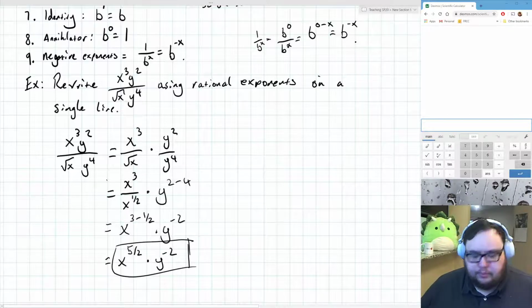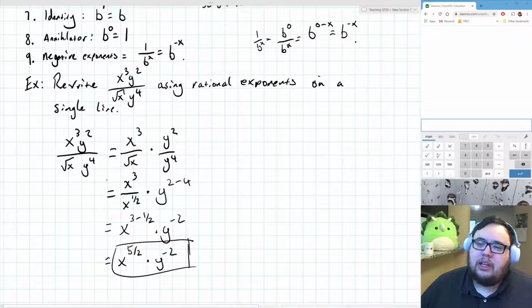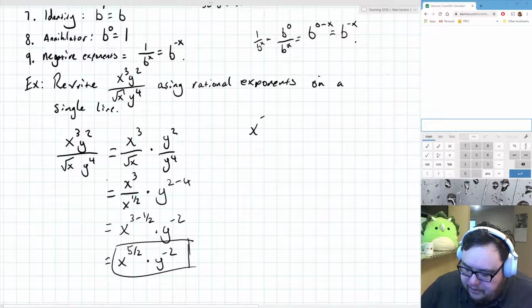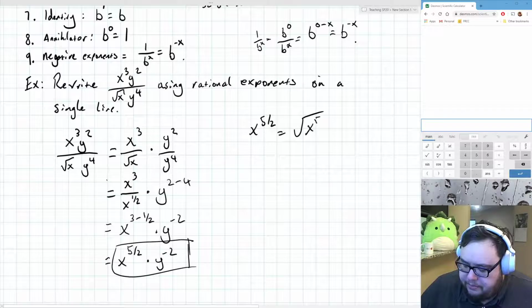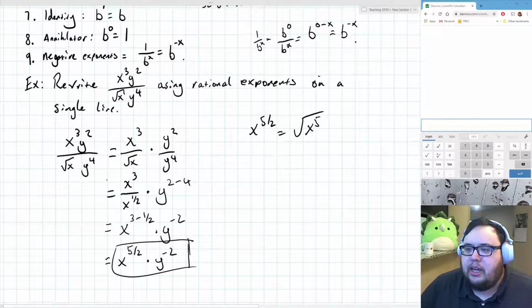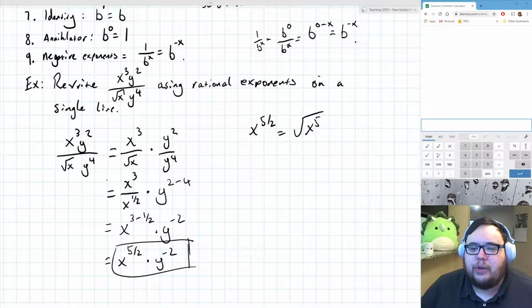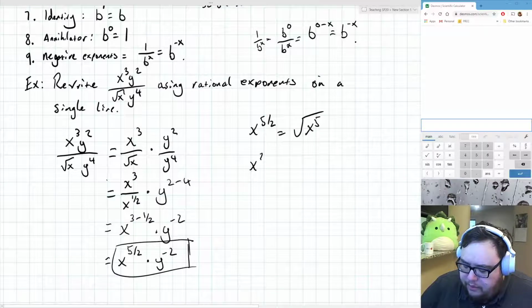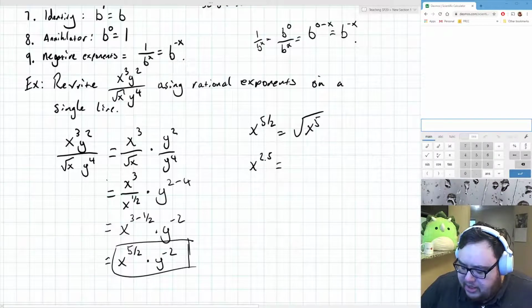Could you write it as x to the 2.5? I mean, it's technically not wrong, but it loses something. The rational exponents are nice because x to the 5 over 2 is very clearly the square root of x to the 5th. Well, it's not super clear, but it is that rational exponent. A rational number translates really obviously to that. Something like x to the power of 2.5 is the same exact thing as that, right?